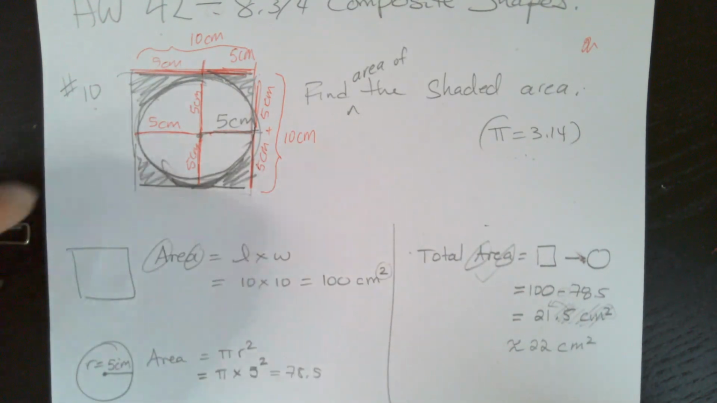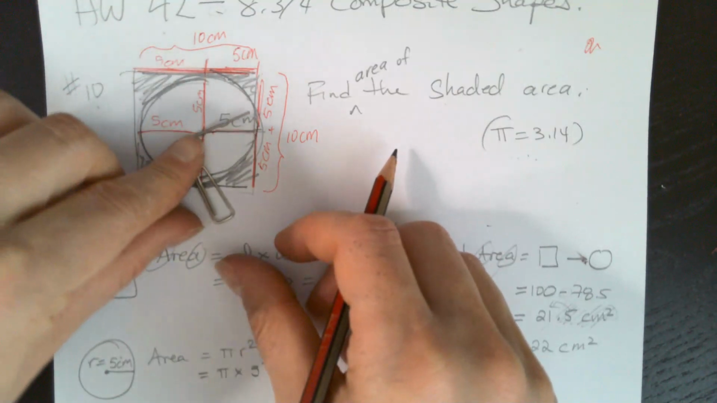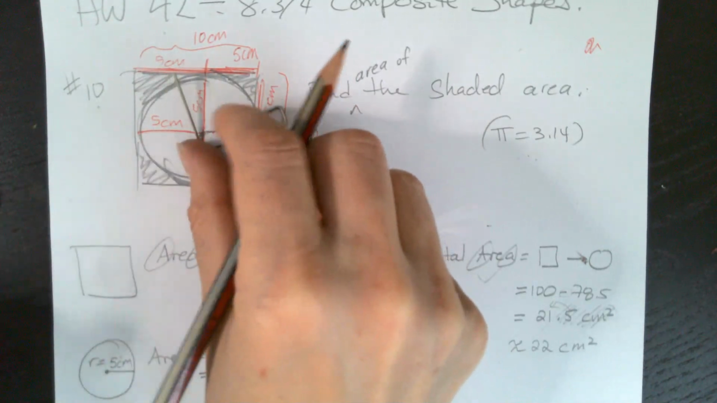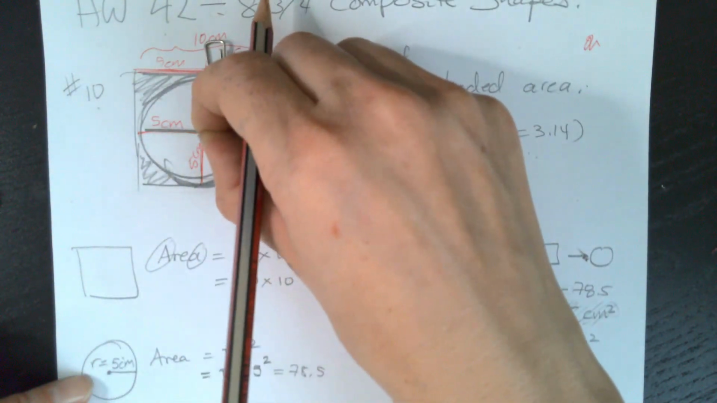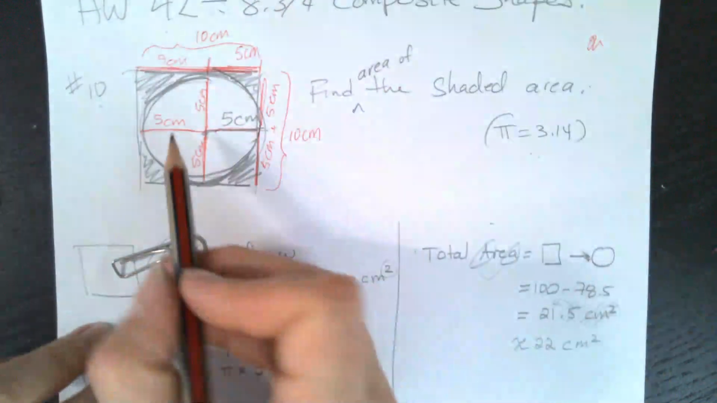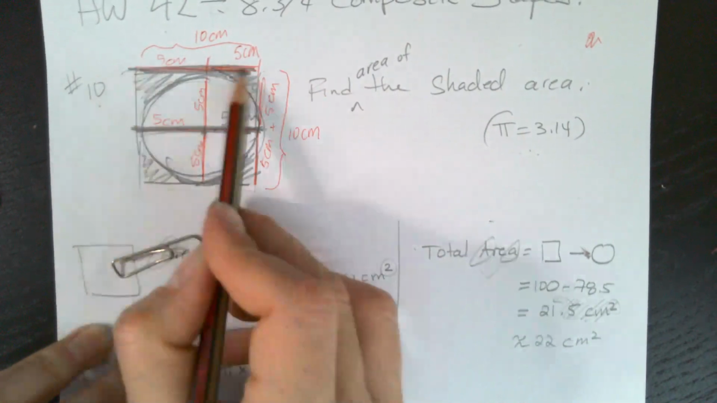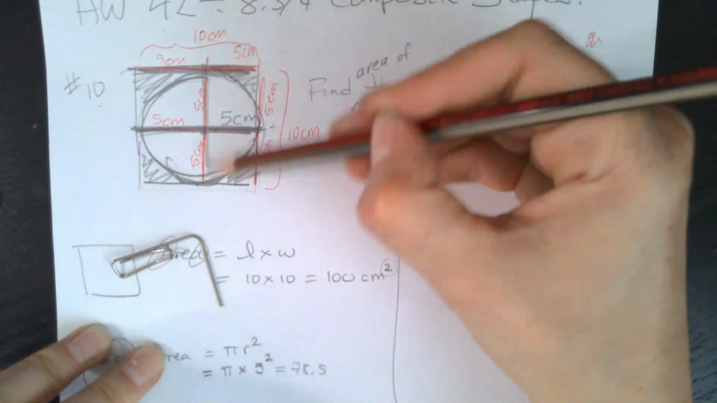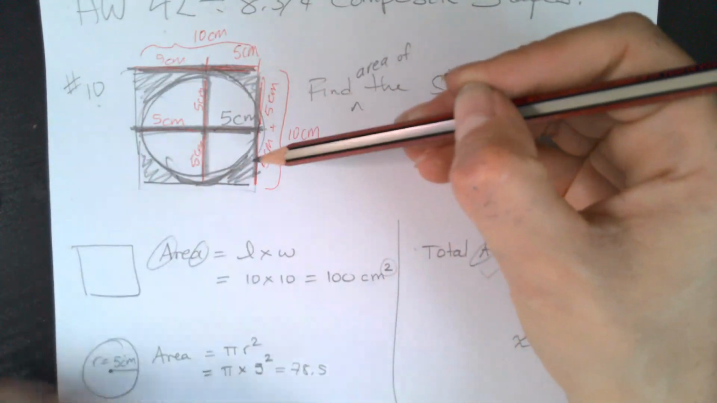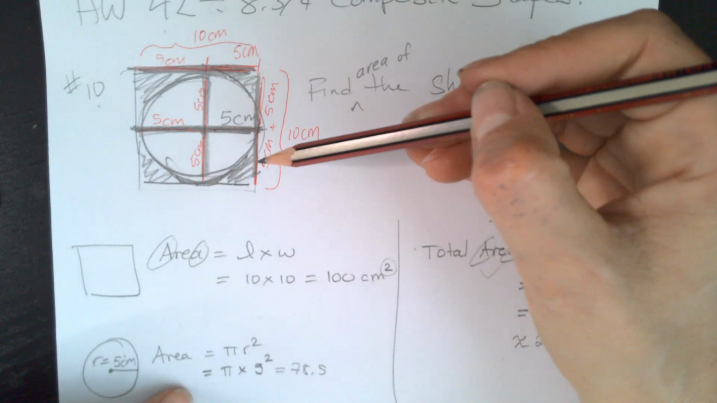So the hard part here is recognizing that the radius, that's 5 centimeters, that's 5 centimeters, just like the hand on a clock. Once you recognize that, you can say, oh, all the way across is 10, so that's 10. And then you can find the area of the square easily, and the area of the circle, okay?